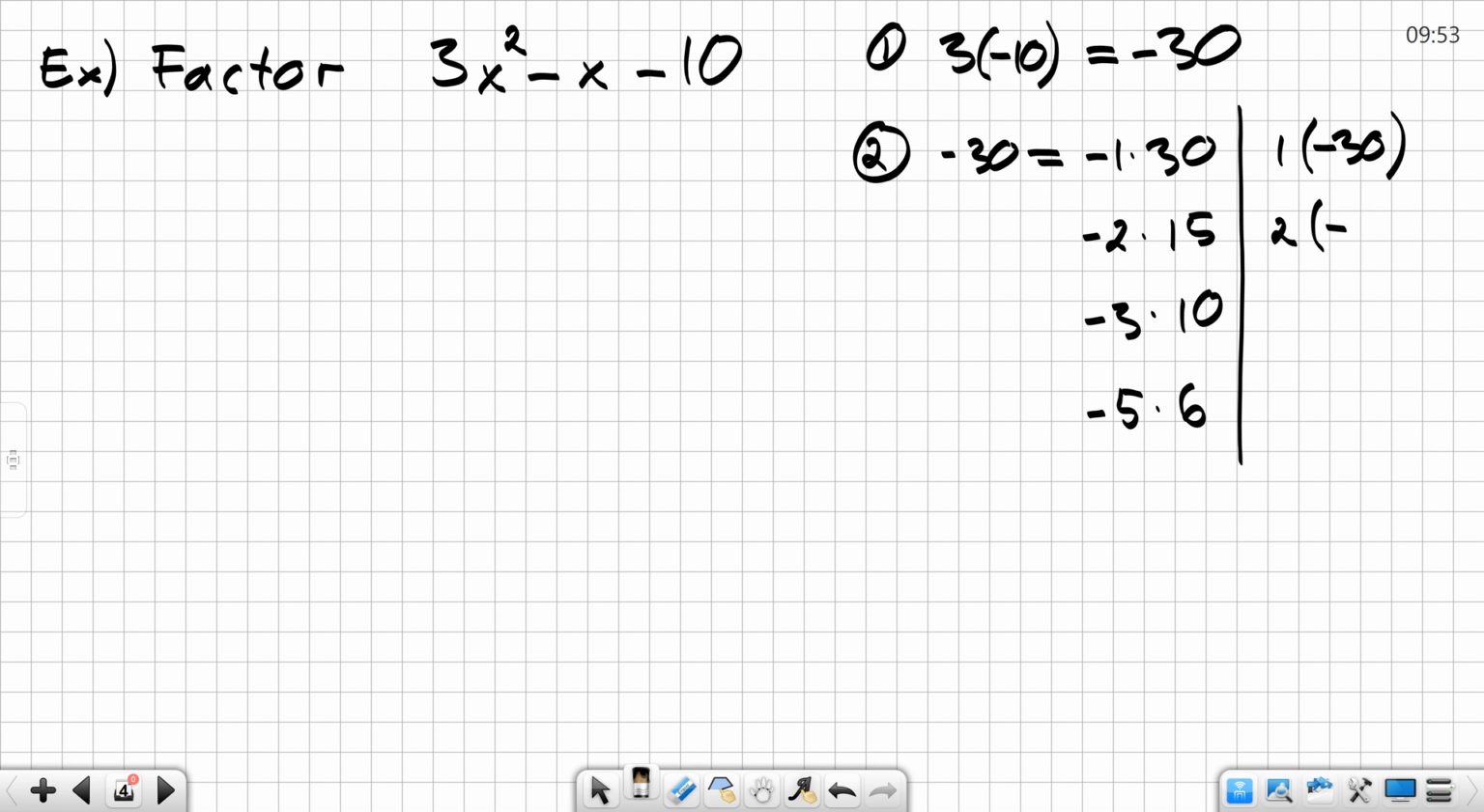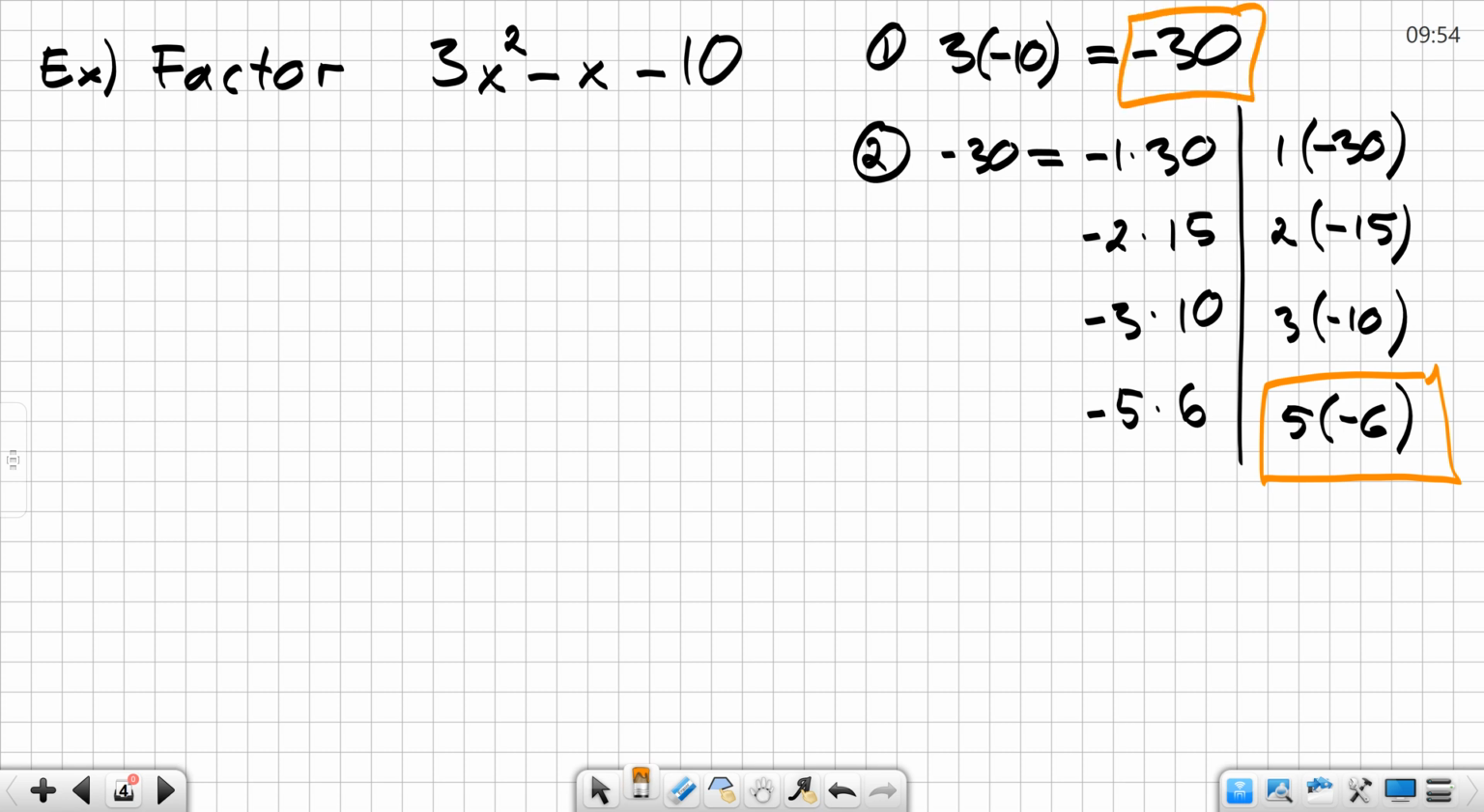So 2 times negative 15, 3 times negative 10, and 5 times negative 6. And you see down here, these are the number pairs that we need. 5 times negative 6 is negative 30. 5 plus negative 6 is negative 1, which is what we have in front of here, negative 1 times x.